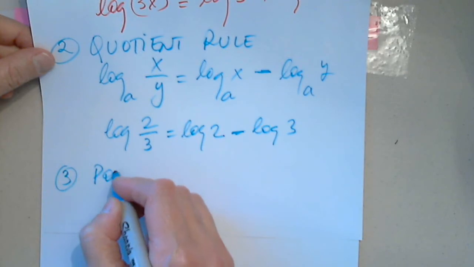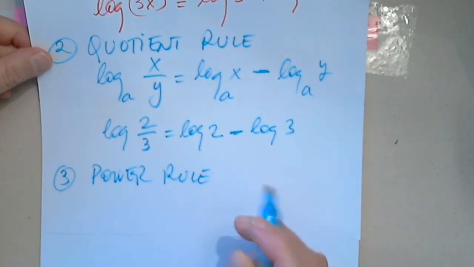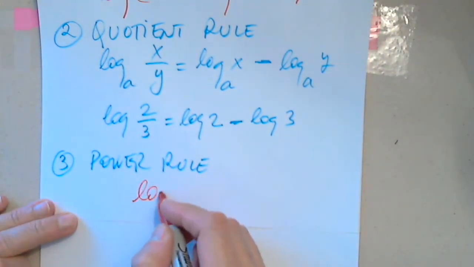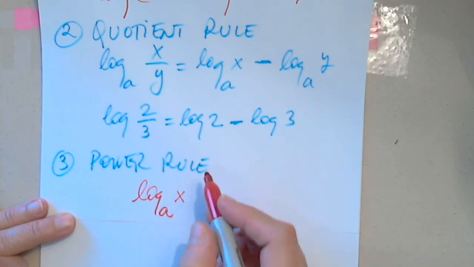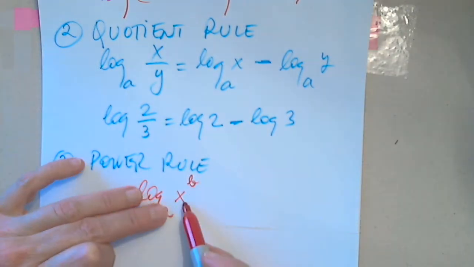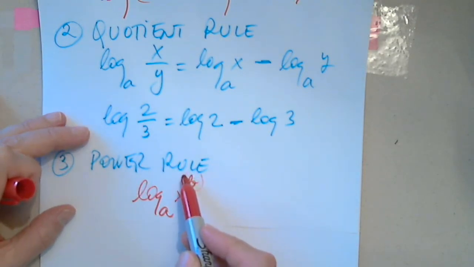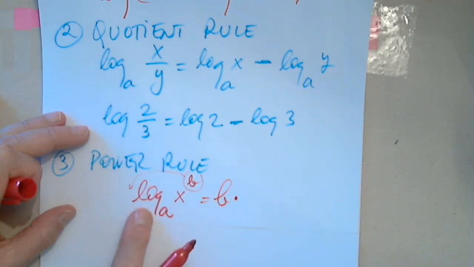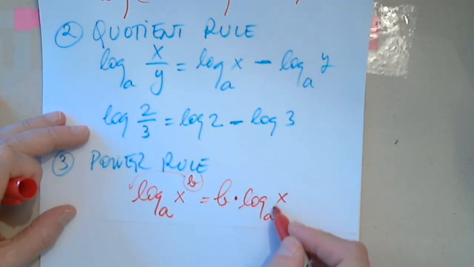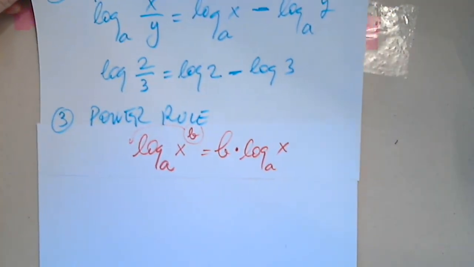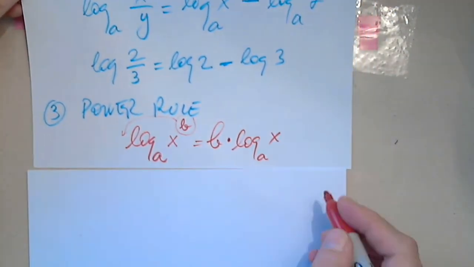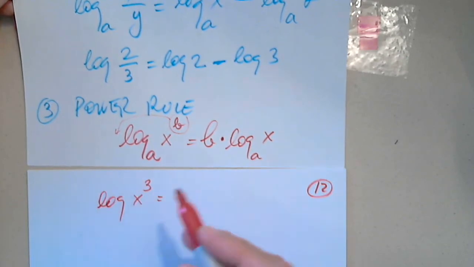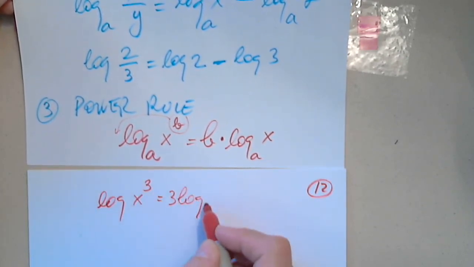The final property is the power rule. The power rule says that if we apply log in any base to x raised to a power, this power goes in front as a factor. Factor meaning it's a product. It will multiply log. So how will this work? As an example, log of x to the 3rd power, 3 goes in front, multiplies log.